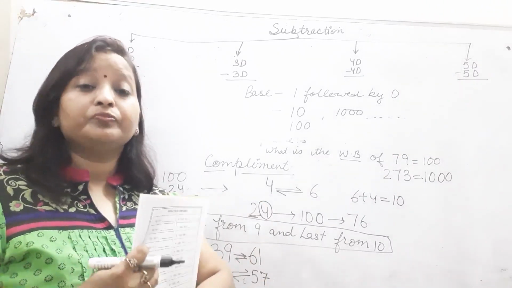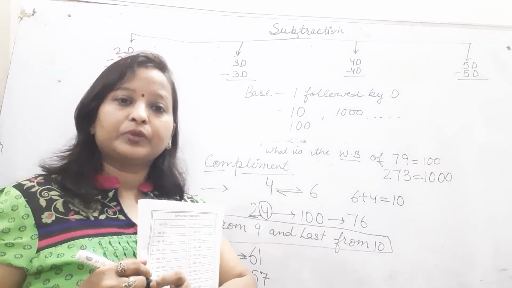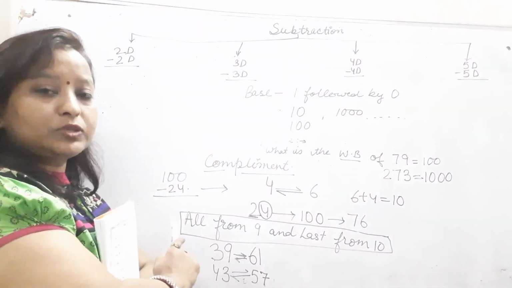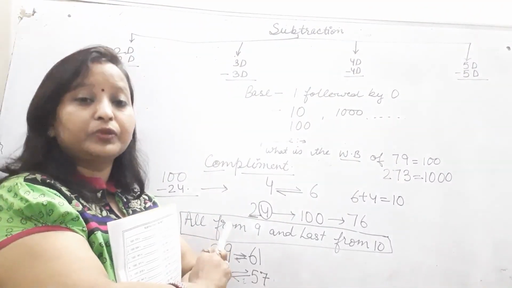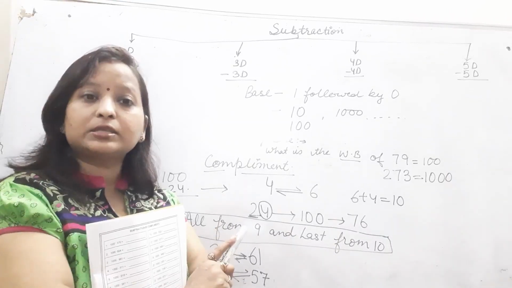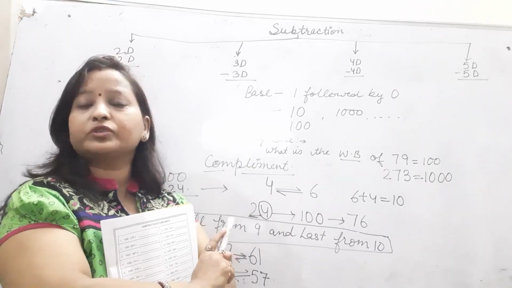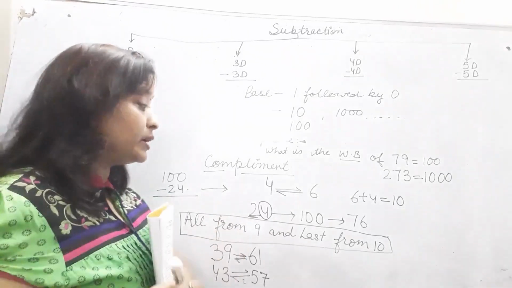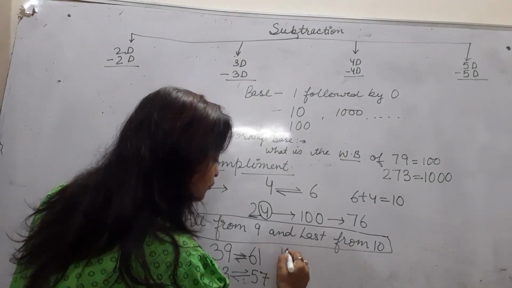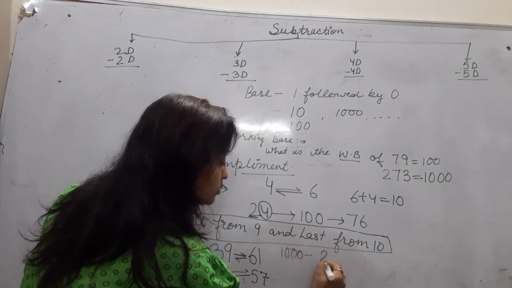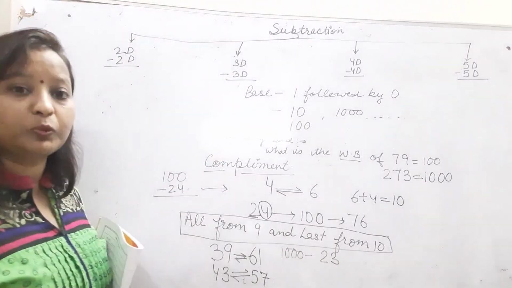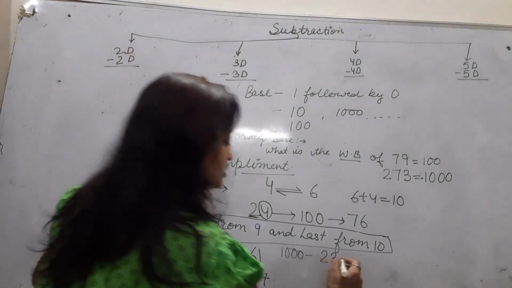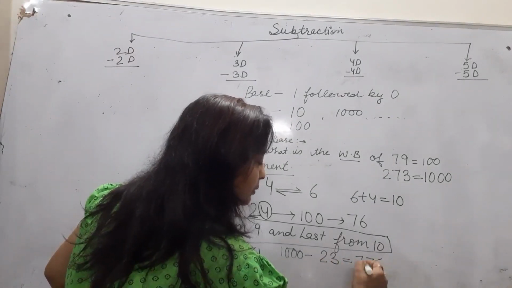Now be careful. In this there is a condition to apply the formula all from 9 and last from 10. इस फॉर्मूले को हम कहीं भी अप्लाई नहीं कर सकते हैं. Where we will apply? When the digits are equal to number of zeros. If the digits are equal to number of zeros, we can put. But suppose my question is, listen carefully, look carefully. 1000 minus 23. तो क्या आंसर हमारा 7 होने वाला है? No, it will be wrong.